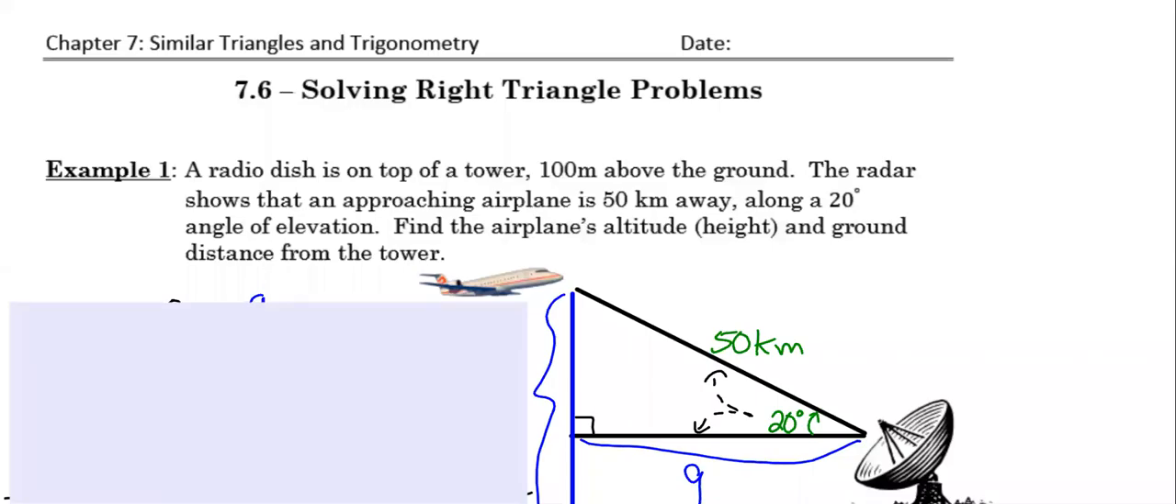Okay, so in this video, we're going to take a look again at solving right triangle problems, a little bit more in depth, a little bit more complicated with some of the problems, that's all. So in this particular case, you have a radio dish on top of a tower.